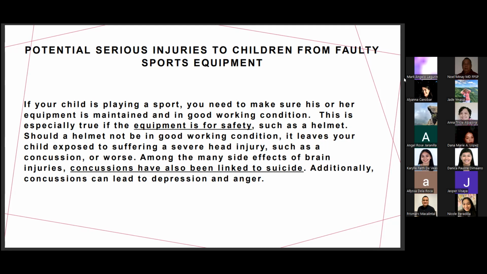Ito yung sa equipment, na once na gamit mo yung helmet, knee pad, yan. Kapag hindi sila in good working condition, maaaring maapektuhan yung bata na magsusuot nito. Maaaring madamage yung kanilang ulo. Iyon. Next slide.